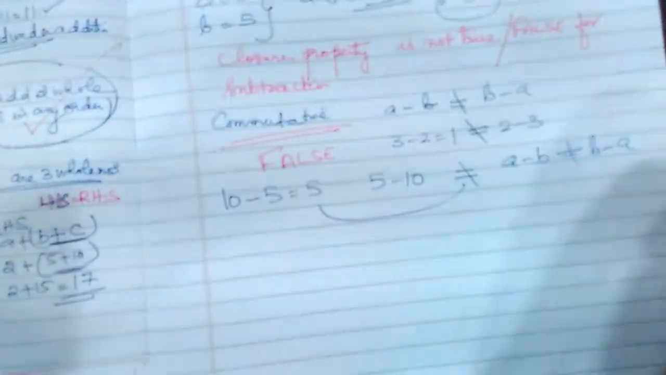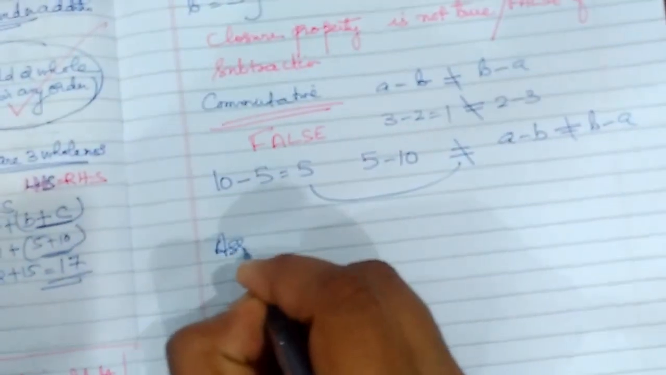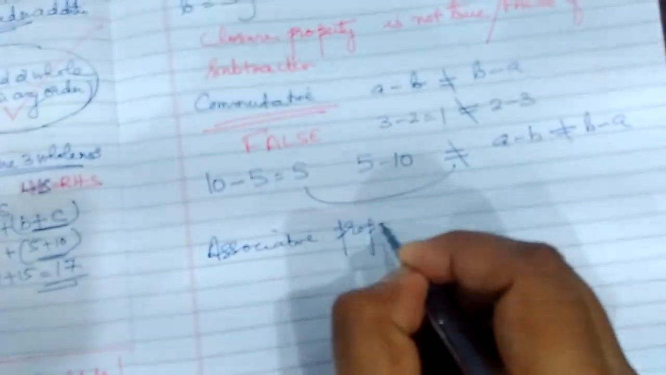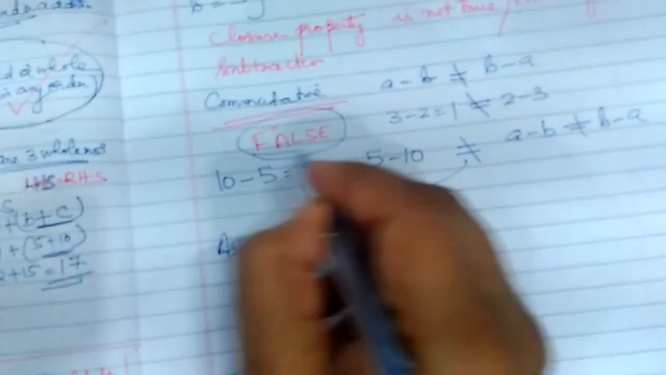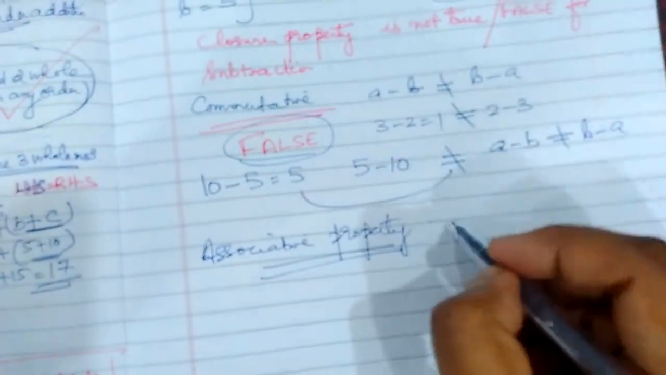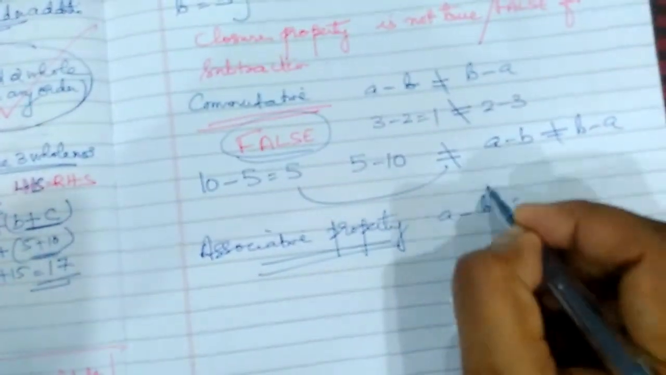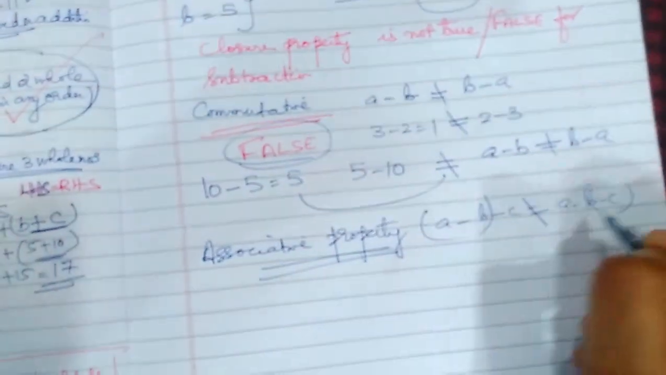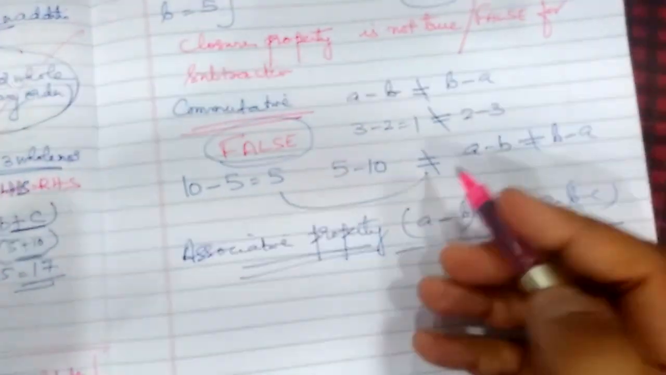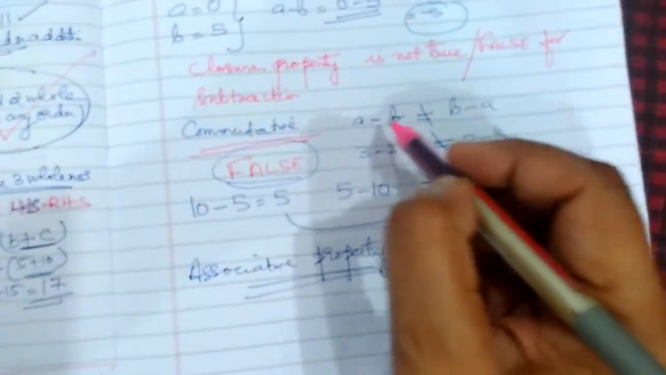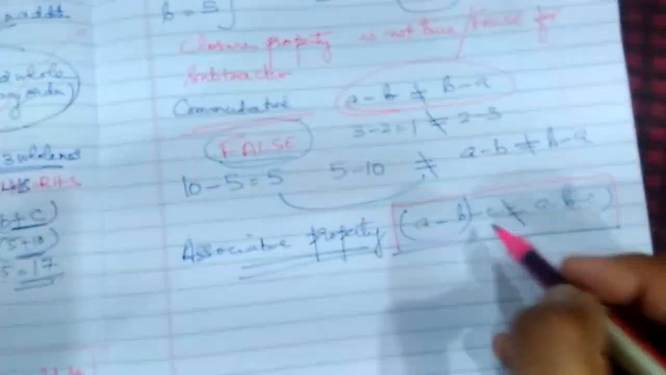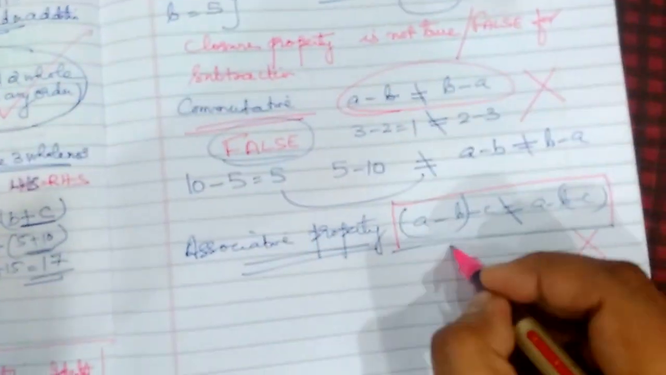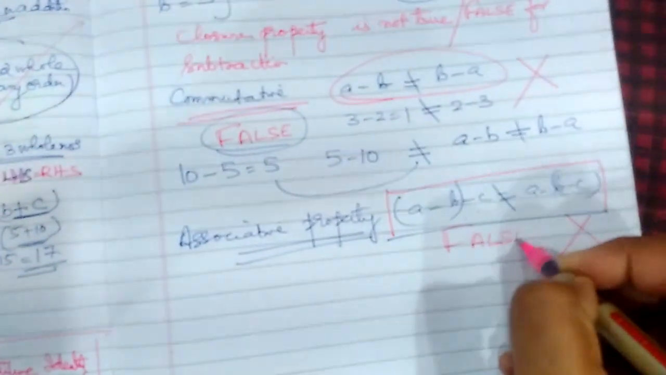So our next property is associative. If the first two are false, then what about the associative property? A minus B, minus C, is not equal to A minus, B minus C. No need to prove this one, because if it is wrong for 2 numbers, then for 3 it is false too.